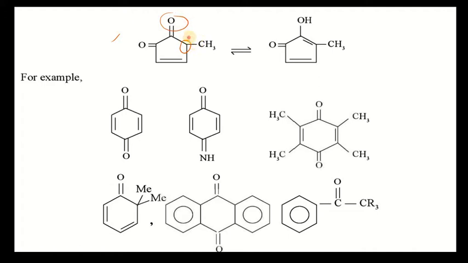So this is shifted towards this oxygen in enol form. This is keto form, this is enol form. See another example we have. These are the examples we have, a little different from the above example.